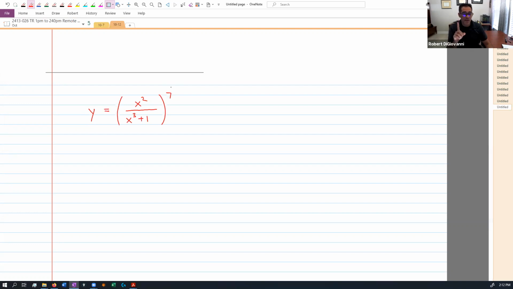I'm going to do it the fast way first, and then I'm going to do it either the Leibniz way or the Newton way. So for this, what I see is a bunch of stuff to the 7th power, all this yellow stuff to the 7th power. So the derivative of this should be 7 times all that stuff to the 6th power. And all that stuff is just x squared over x cubed plus 1.